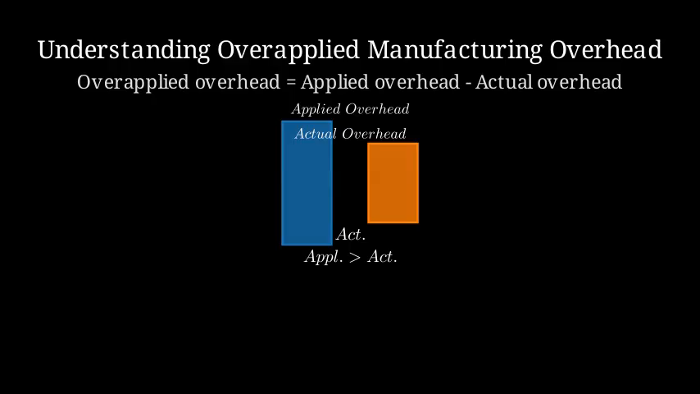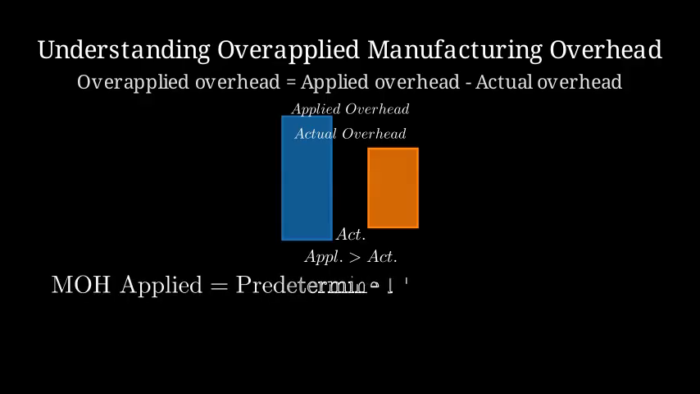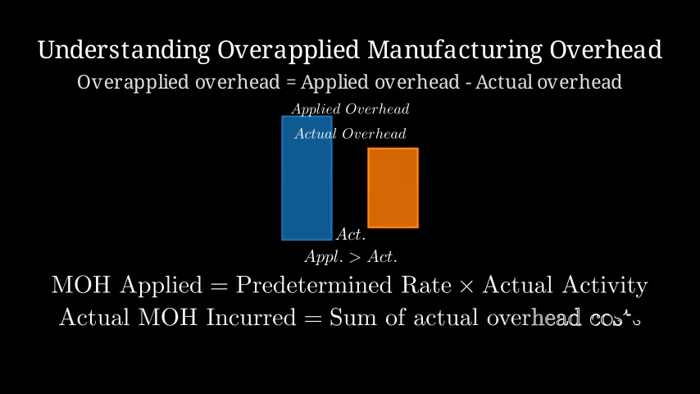Imagine a bar for the overhead we applied to jobs and another bar for the overhead we actually paid. When the applied bar is taller, the difference gives us overapplied overhead. Now, to be precise, we use the predetermined overhead rate to calculate the overhead we apply. The actual overhead is what the factory pays for utilities, depreciation, indirect labor, and so on.